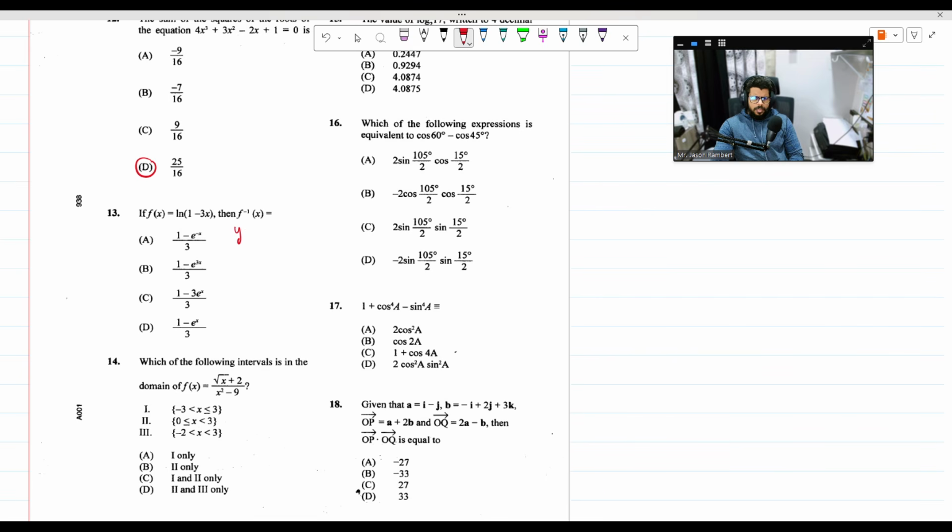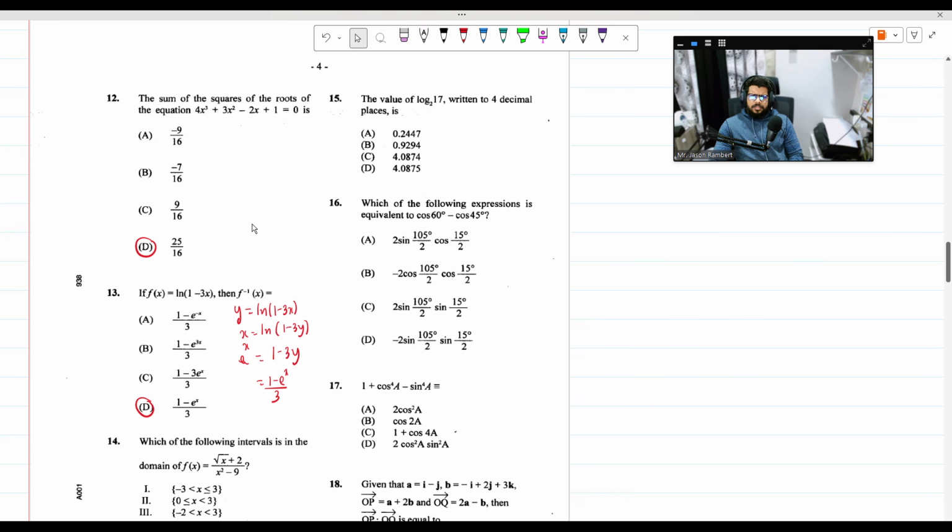So if we let y be ln of 1 minus 3x, x is equal to ln of 1 minus 3y. This is going to be e to the x is equal to 1 minus 3y. e to the x, where we bring it across, 3y is 1 minus e to the x. And y is 1 minus e to the x all over 3. Answer is D. The intervals question 2 only is the answer.